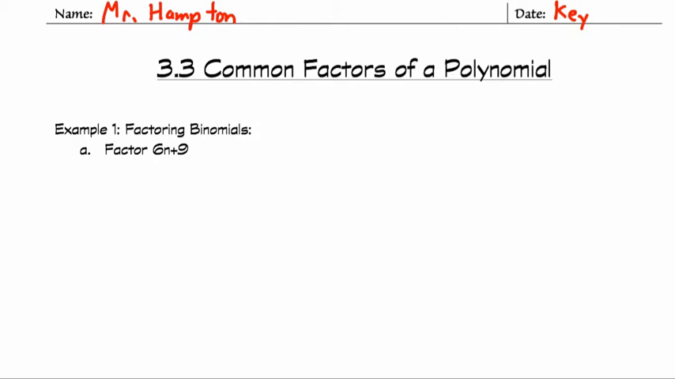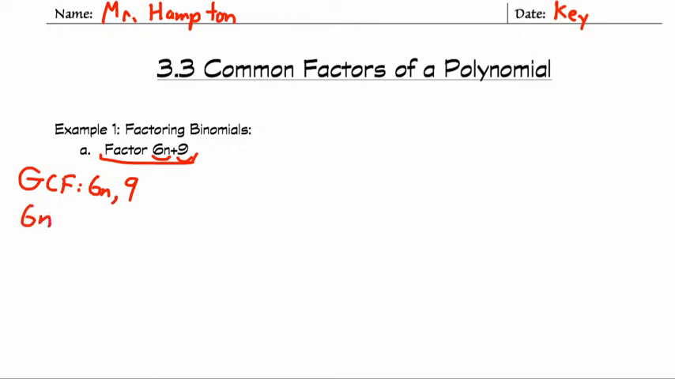This is 3.3 common factors of a polynomial. When a question asks us to factor 6n plus 9, it wants us to find a number that goes into both 6n and 9 and take that number out. So the first thing we need to do is find the greatest common factor of 6n and 9.